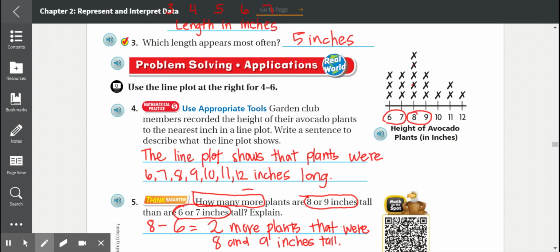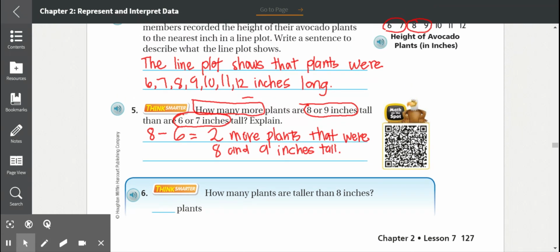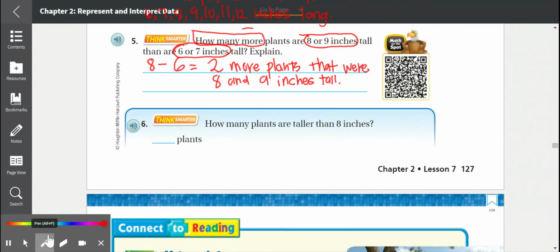Okay. Okay, let's do this last one, number 6. How many plants are taller than 8 inches? So we want to look at how many plants are taller than 8 inches. So taller than 8 inches, that would cut the line plot here because 9 is taller than 8. 9, 10, 11, 12 inches are all taller than 8. So how many plants were taller than 8? We can count. 1, 2, 3, 4, 5, 6, 7. 7 plants are taller than 8 inches.